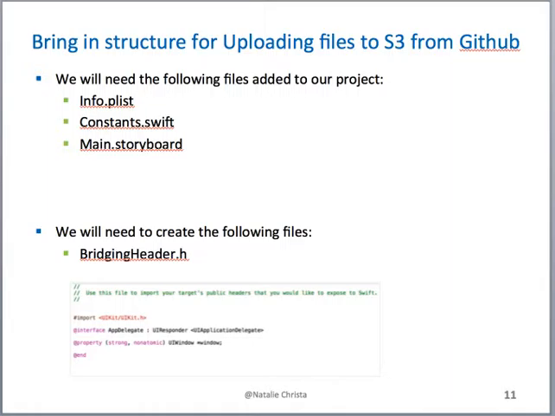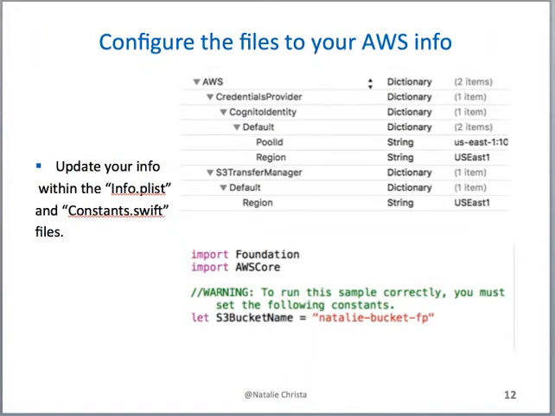And so if you build it from scratch, you're going to want to make sure you include the following files in order to have a complete working demo. So you're going to have info.plist, constants.swift, main.storyboard. And you're going to also have to create a few files, one of them being bridgingheader.h. So once you have these files, you're going to want to configure them to your specific AWS information.